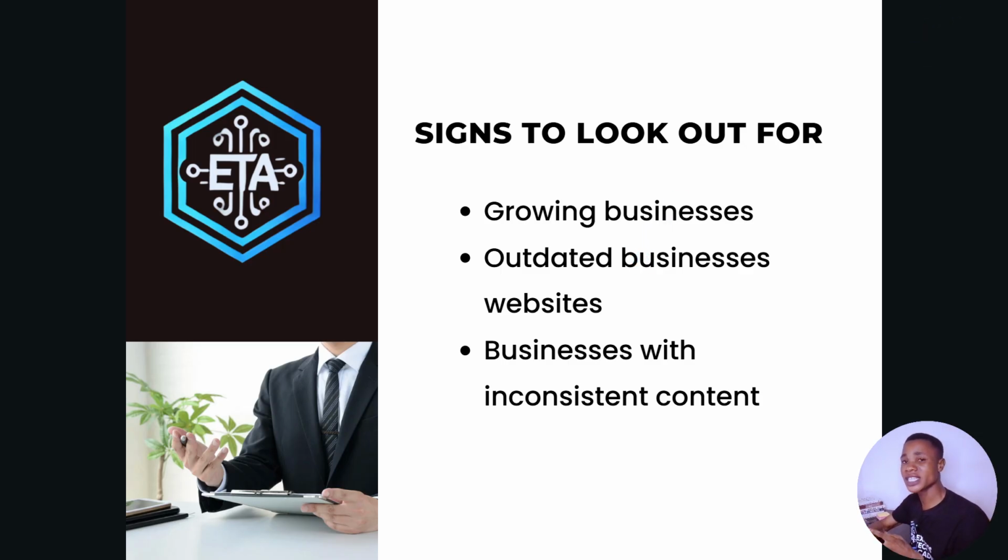All right, the next one is businesses with inconsistent content. Of course, when you search some social media handle, you see that this particular company posted today, then posted last year January. The next time they posted again was 6 months later. It means that they don't have able hands, they don't have people to help them. So you can introduce your services or the services of the company you're working for.